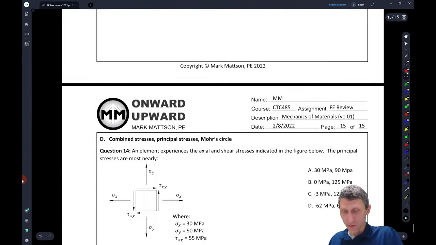So that's the bulk of it, but I wanted to get in there just a little bit, show you a little bit of Mohr circle, take a walk down there and make it work. So that's it. That's all I got for tonight.